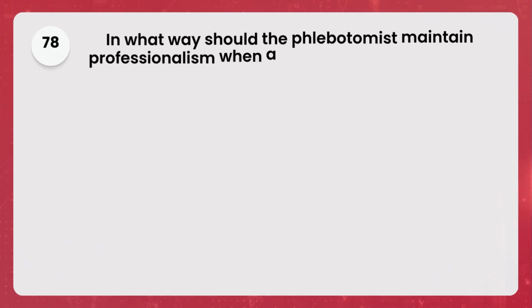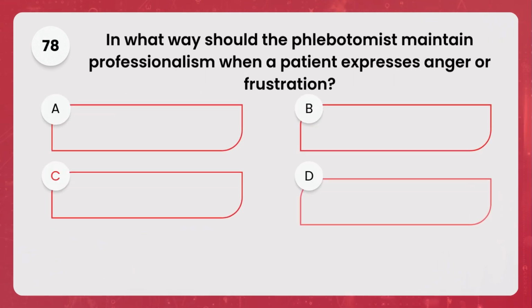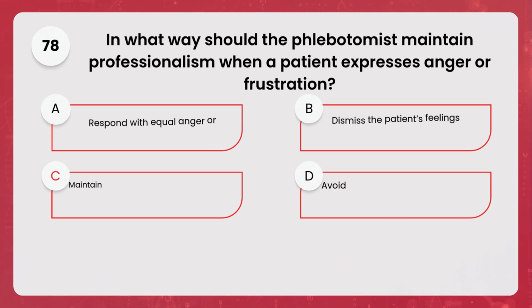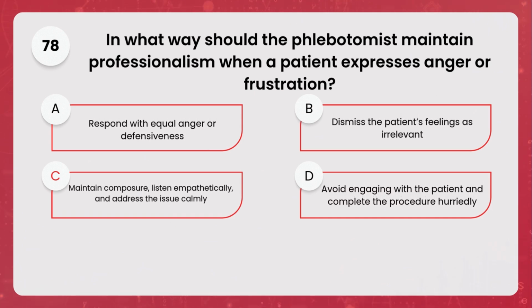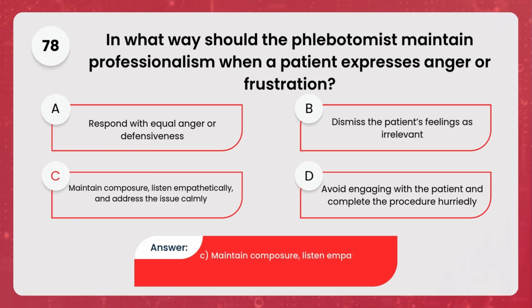Number 78. In what way should the phlebotomist maintain professionalism when a patient expresses anger or frustration? A. Respond with equal anger and defensiveness. B. Dismiss the patient's feeling as irrelevant. C. Maintain composure, listen empathetically, and address the issue calmly. D. Avoid engaging with the patient and complete the procedure hurriedly. The answer is C. Maintain composure, listen empathically, and address the issue calmly.